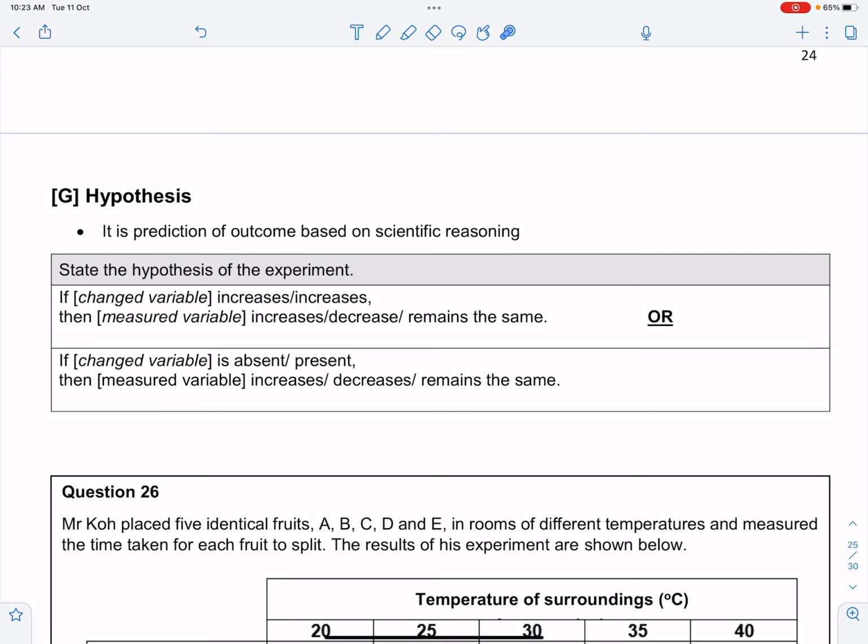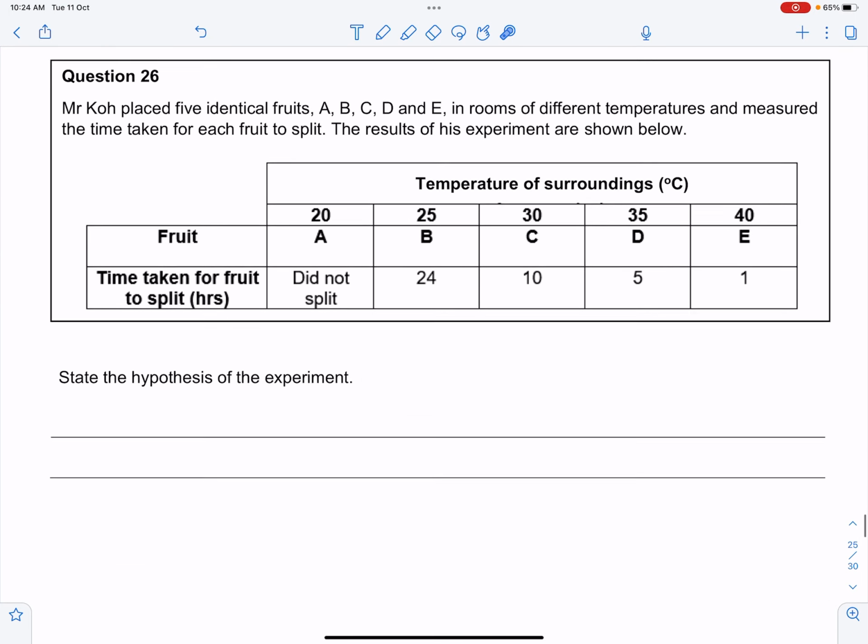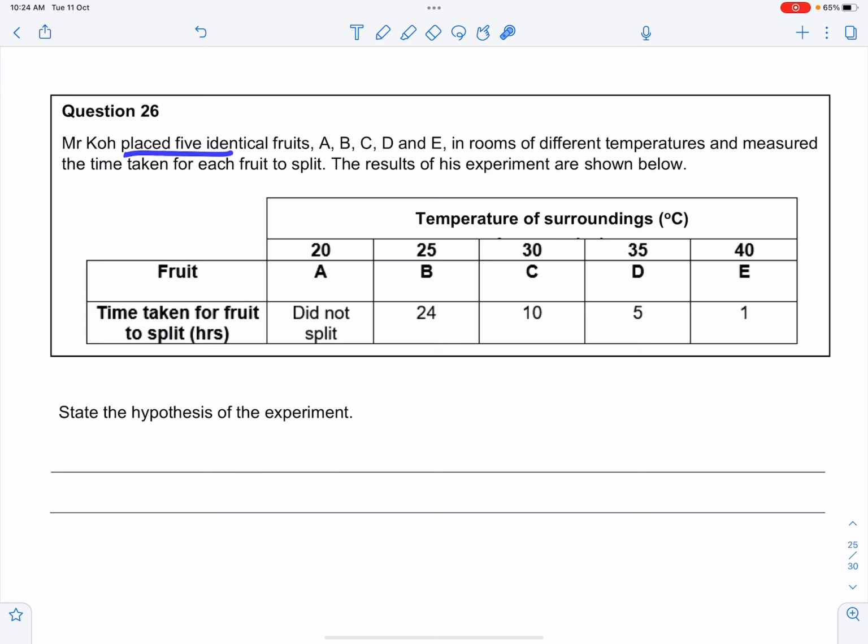Let's say 24 hours. Whether it is true or not, I don't know. But maybe because I feel that my hypothesis is all the chloroplasts will have been fully utilized. So even though I keep increasing my light intensity, it will remain the same. Okay? So let's take a look. Mr. Cole placed 5 identical fruits, A, B, C, D, and E, in rooms of different temperatures and measured the time taken for each fruit to ripen. The results of his experiments are shown. State the hypothesis. So take a look at it, okay?